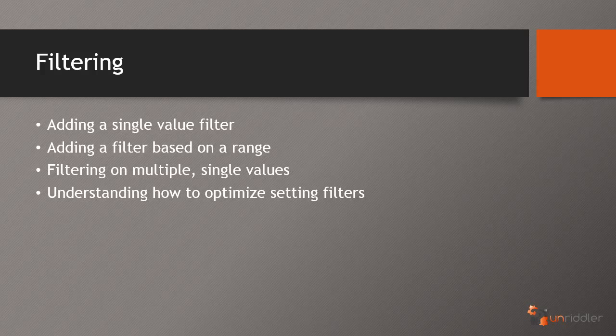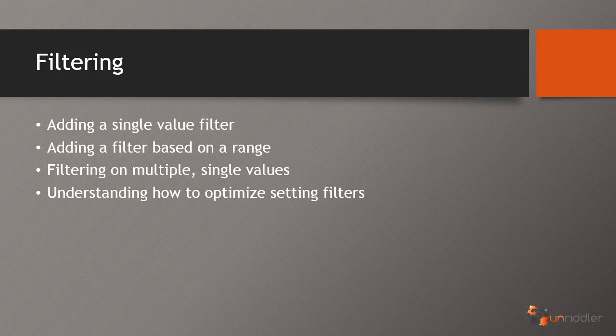So if you have a range of dates that we may want to filter on, just postings for January, we have the option to apply a range. And then if there are some data sets where we want to only focus on certain values, and using a range doesn't make sense because within that range we would be displaying data that we don't want to see, in that case, we may choose to filter on multiple single values, and we'll talk about how we do that.